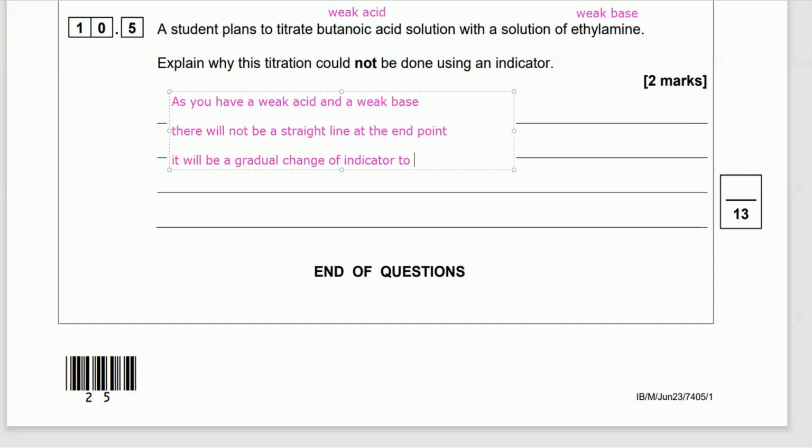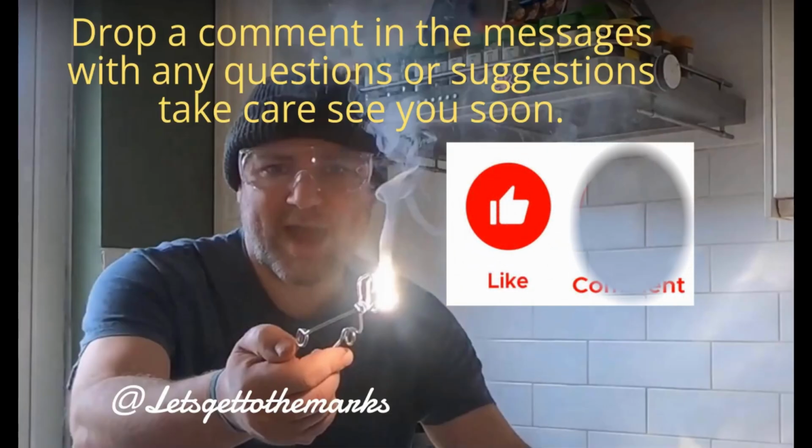So the 2 marks: one for spotting that you're dealing with a weak acid and a weak base, and the next one for spotting that you won't get a straight line at the end point, you're going to get a gradual curve.